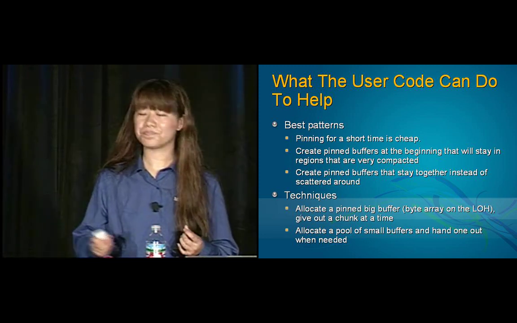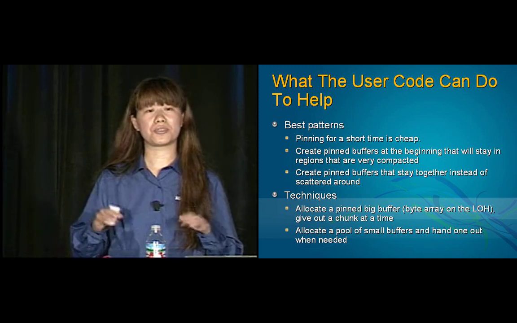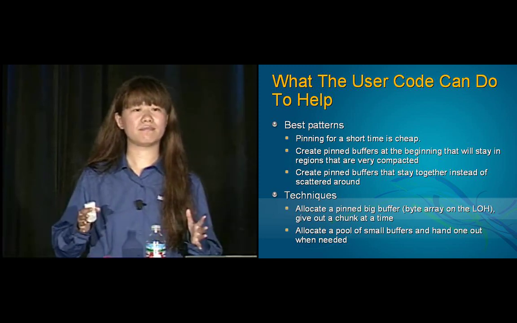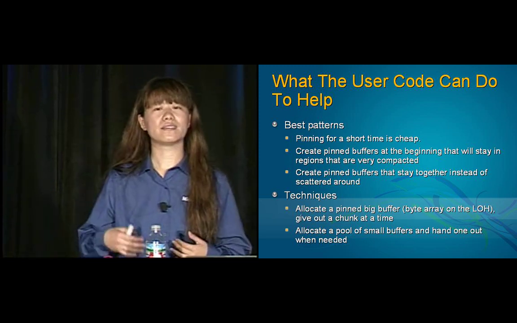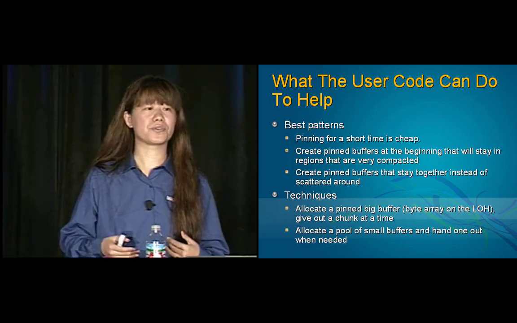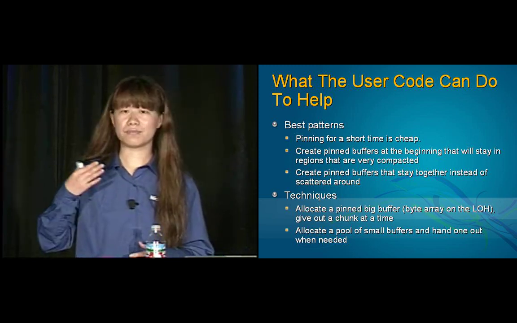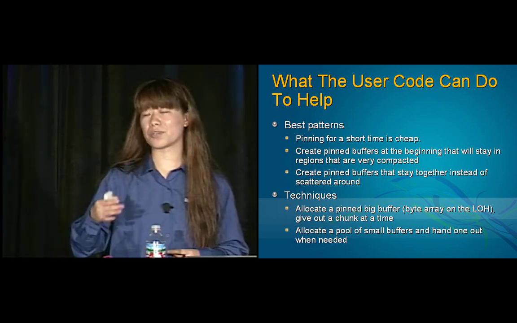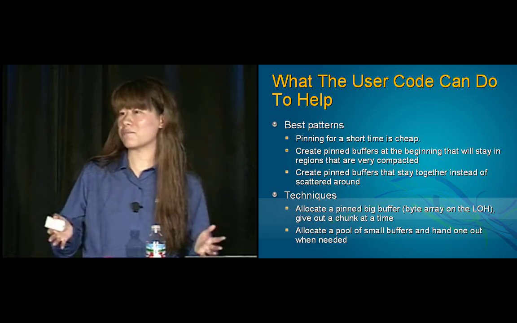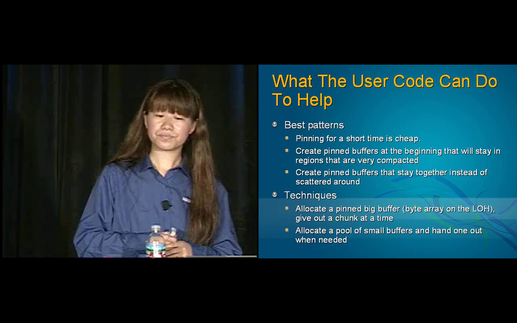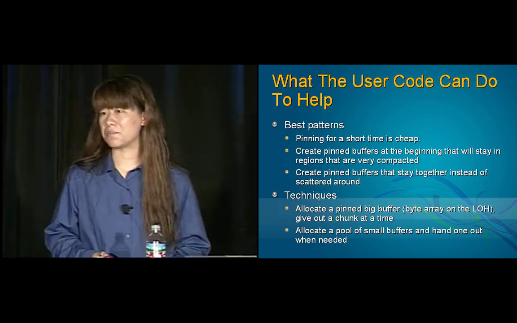It's cheap. Let's say you're pinning something, but you know that your application is not doing allocations, which sometimes is hard to know because the libraries that you're using could be doing allocations for you. But if there is little or no allocation happening and there's no GC trigger, then you can pin. It's not a problem.